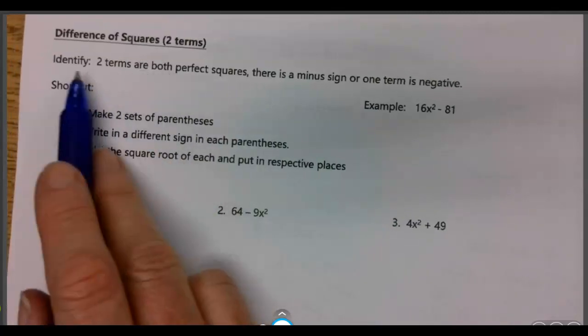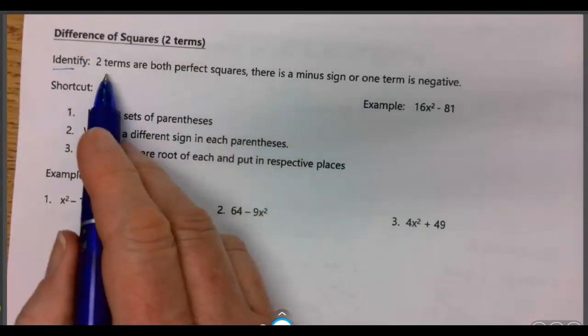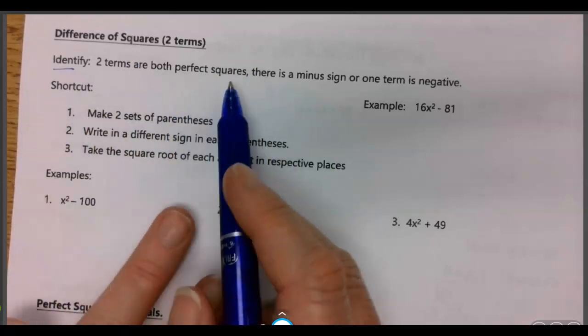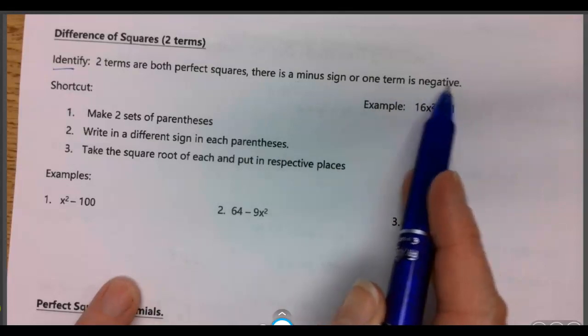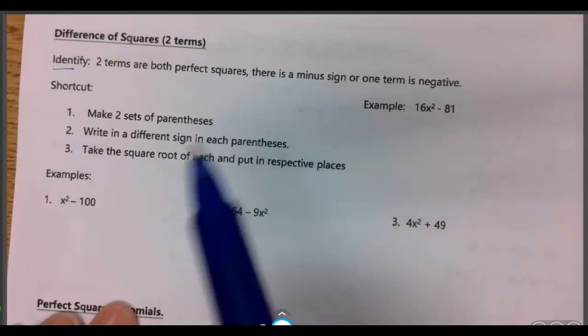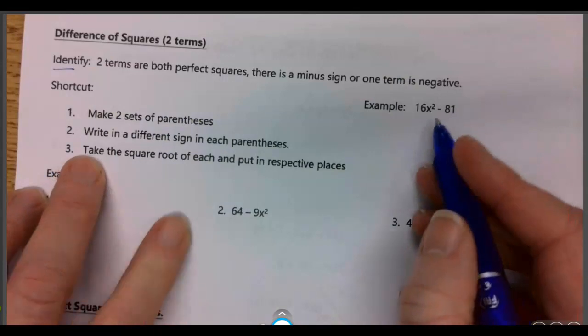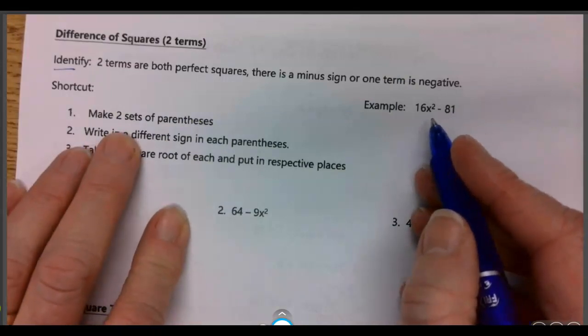You're going to identify first. So, two terms. You only have two terms. Both have to be perfect squares, and there has to be a minus or a negative sign. You can do it with a negative. Usually we're going to see it with a minus sign. And then here's a shortcut on how you factor.